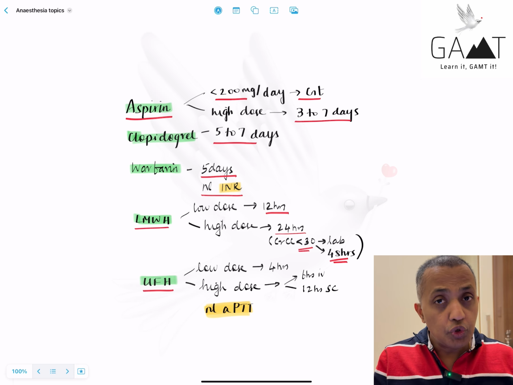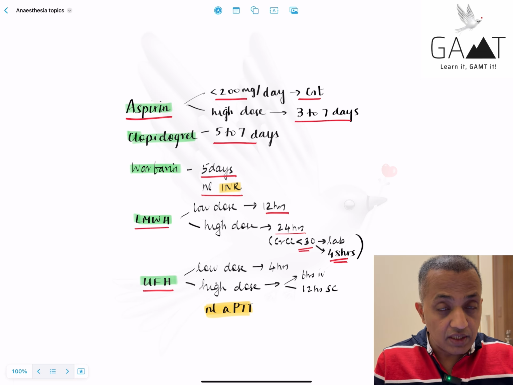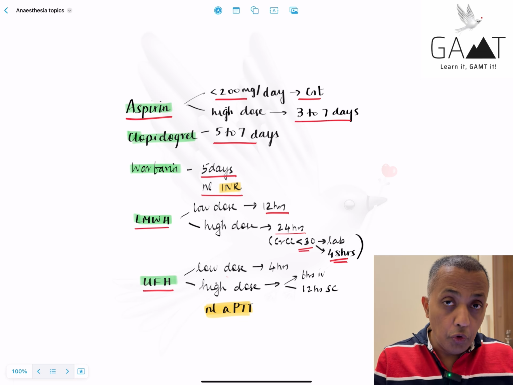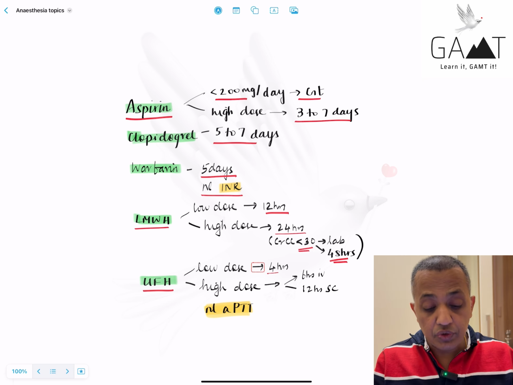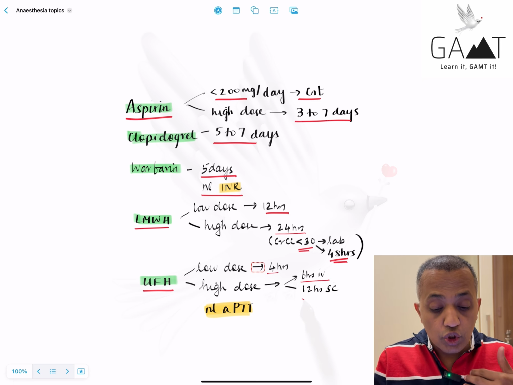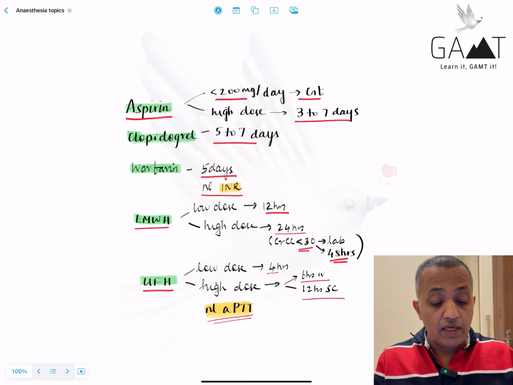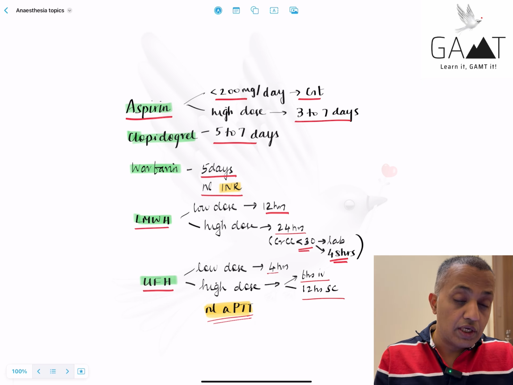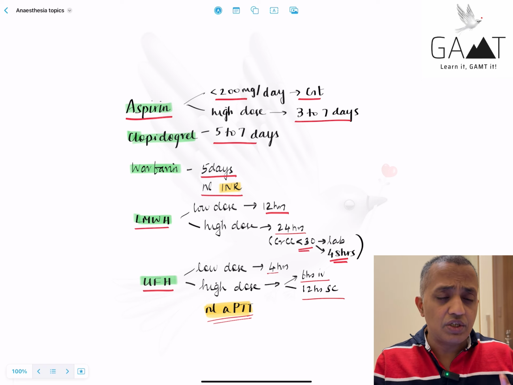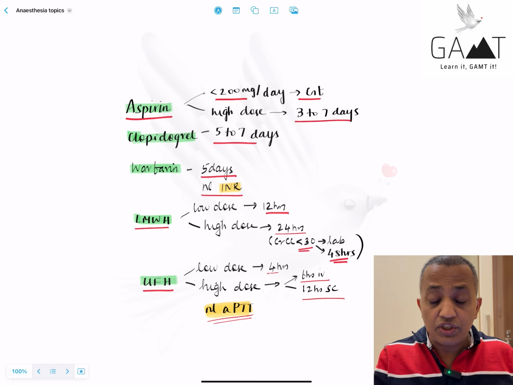Unfractionated heparin, we don't use it very commonly, but sometimes it does get used. When it's used in low dose, the duration is 4 hours. When used in high dose, the duration is 6 hours if it's intravenous, 12 hours if it's subcutaneous. You need to have a normal APTT as well if somebody is on high dose, especially on infusion. This is very clear, this is very obvious. These are the drugs that we're used to, right?